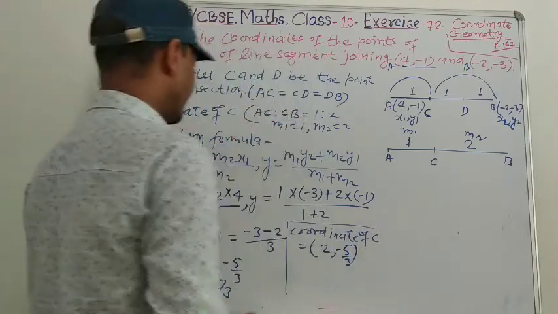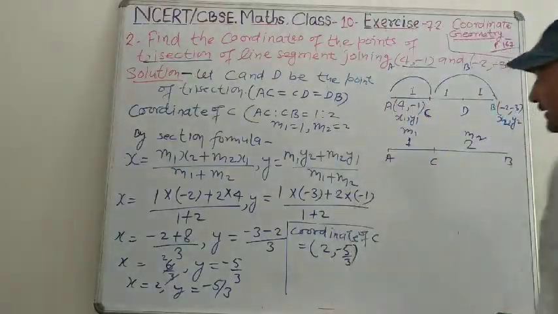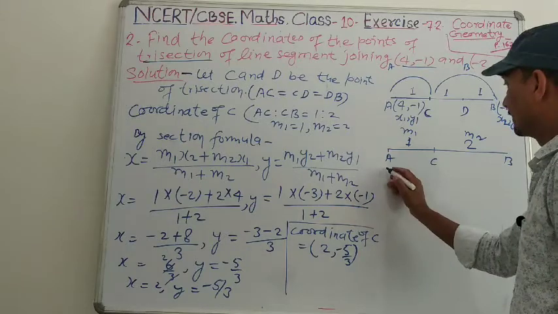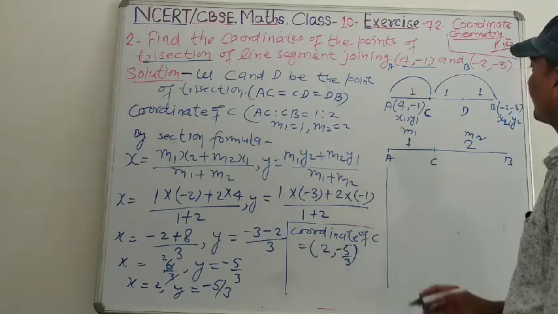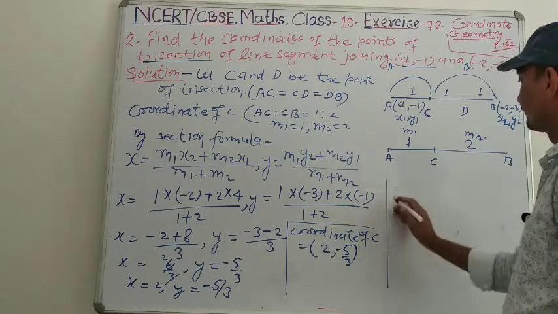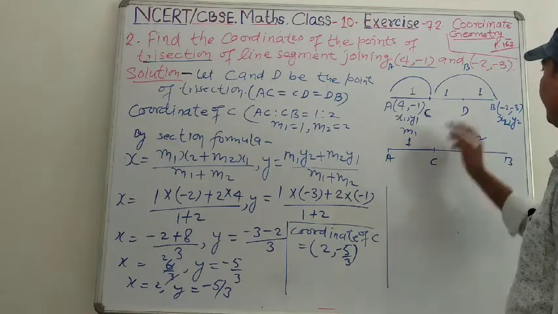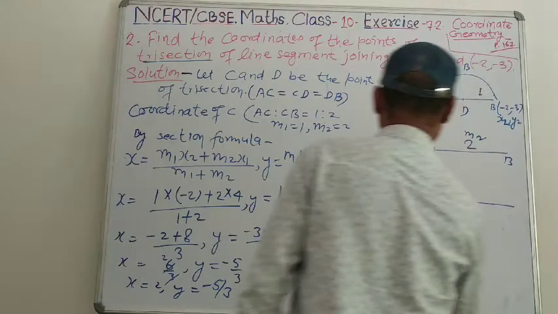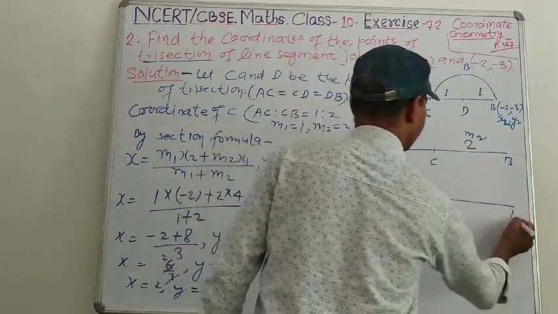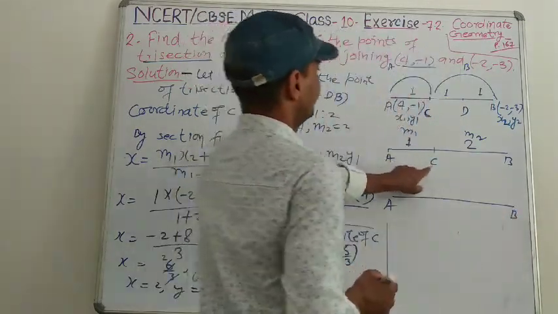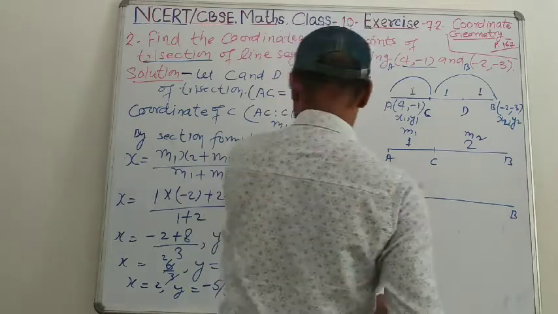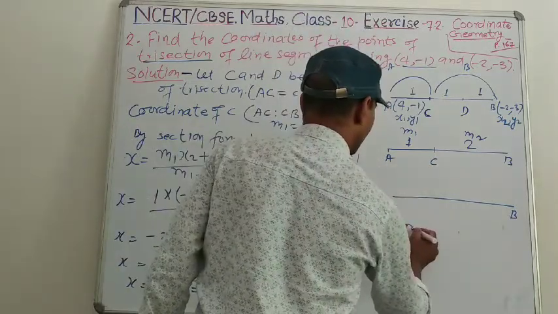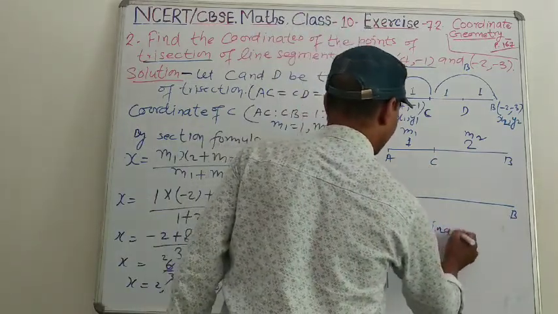So the first answer we obtained here, the coordinate of C, is (2, -5/3). Now we find the coordinate of D. We found C, so next, it is A, it is B. So first we obtained this. Now next, we have to find the coordinate of D.